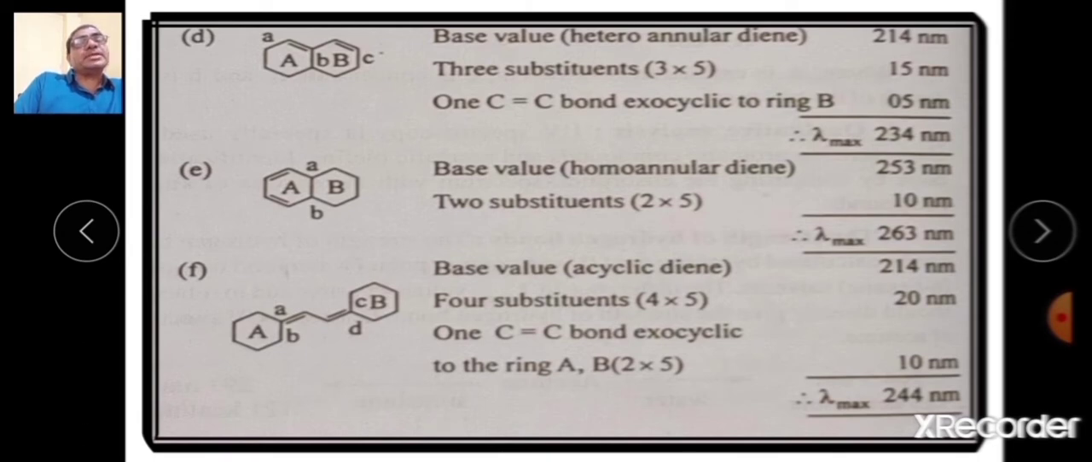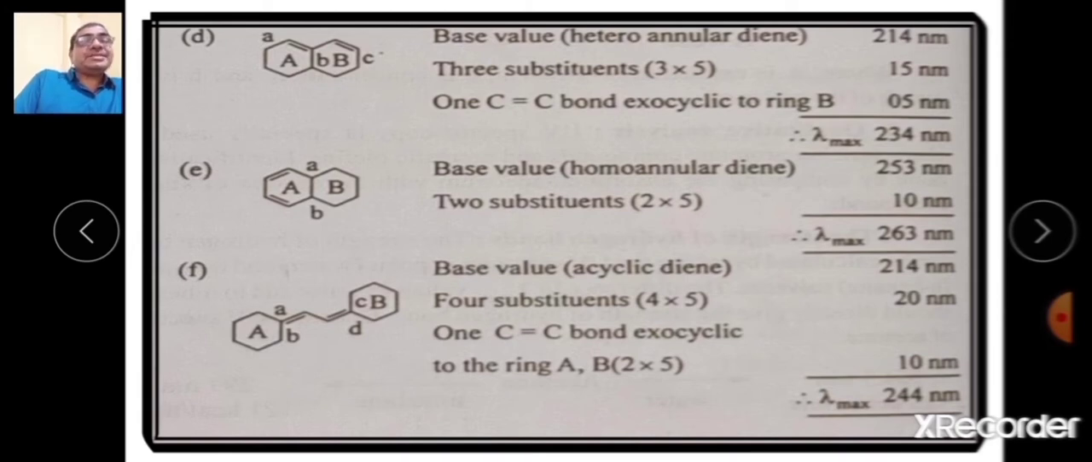Now here in the next example, homoannular diene is given. Homo, that is the system is present in the same ring. This is the system, double bond, single bond, double bond. System ends here, A is one substituent, system ends here, B is another substituent. Yes, and base value for homoannular is 253 nanometer. Two substituents, that is ring residue, add 10, and therefore lambda max becomes 263 nanometer.